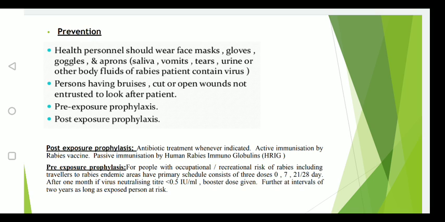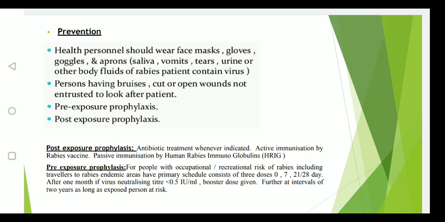After 1 month, if the virus neutralizing titer is less than 0.5 international unit per ml, a booster dose is taken, that is the first month. And further at an interval of 2 years as long as the person remains at risk. So pre means if you want to work in an endemic area which has rabies, you take the vaccination before itself, that is booster doses. Once you have taken the doses, it can last about 2 years if you are exposed in that particular location.